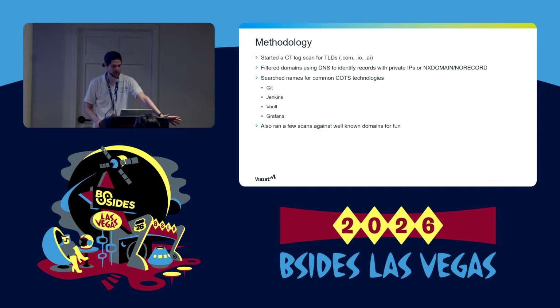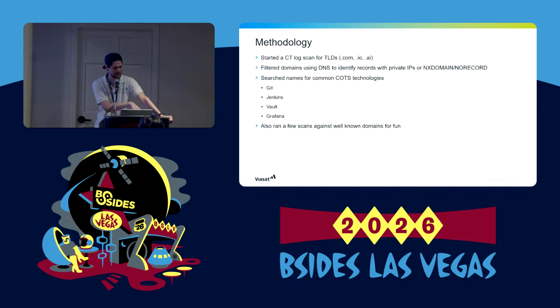So this was my methodology. I didn't do anything super sophisticated. I was just looking for stuff like this from companies to see what they were putting out there. So I started a fire hose scan. I just tuned into the CT logs for TLDs, right? You can write filters for these things, say what you want. I just said, give me .com, .io, and .ai. Why not? .ai is hot right now. I filtered these for domains using DNS to identify records that either had private IPs or NXDOMAIN or no record. So I'm looking for stuff that's not available publicly.